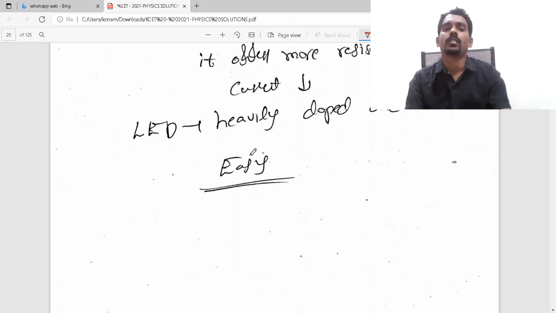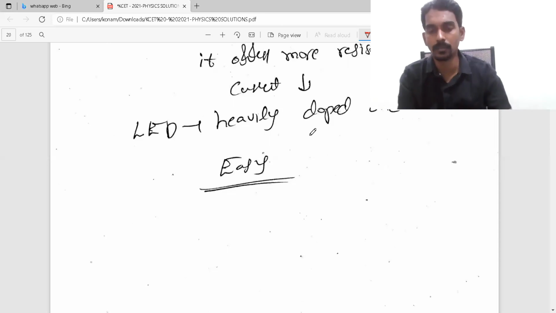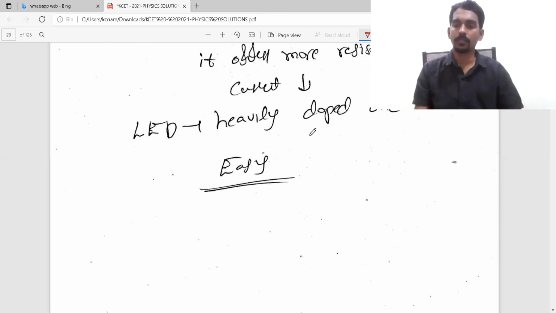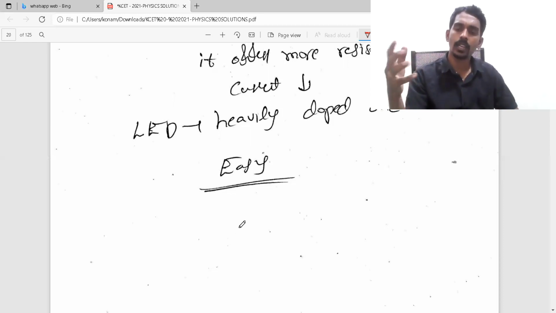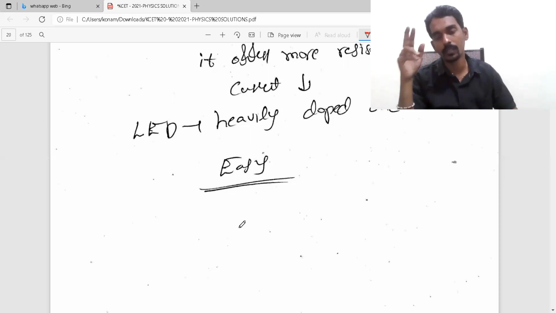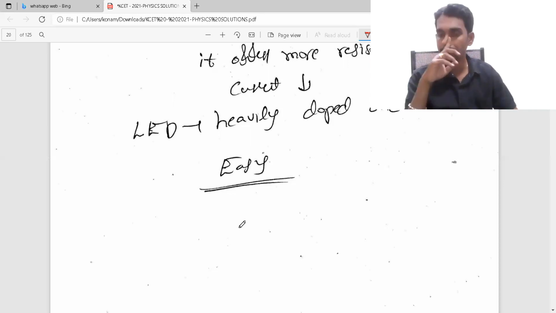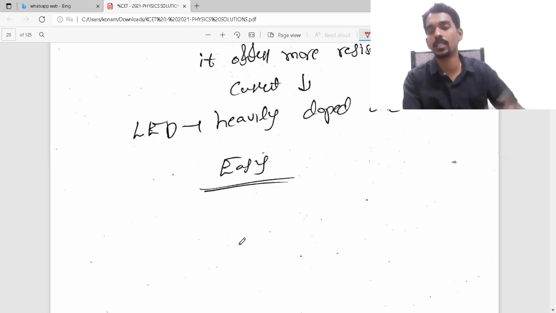And here, an LED is always heavily doped. So if you study about LED, then obviously this will come. Then only will more electron hole pairs be there, so that the emission of radiation will happen. You will understand or get this only when you have read and understood about LED or whatever the diodes are, photodiode or solar cell, whatever it may be. The question can be asked based on any diode.